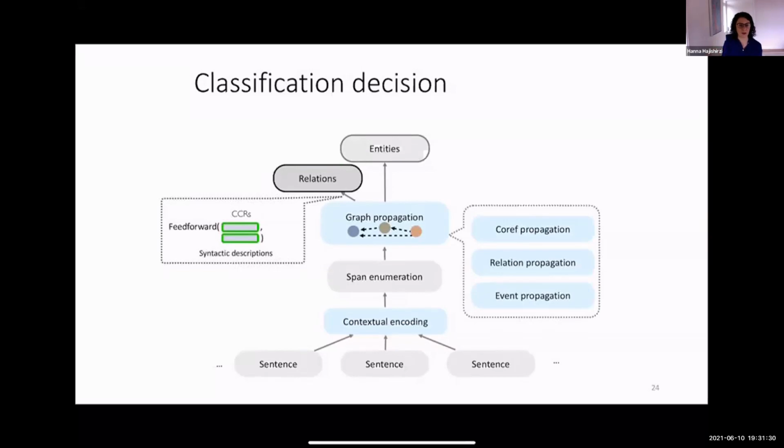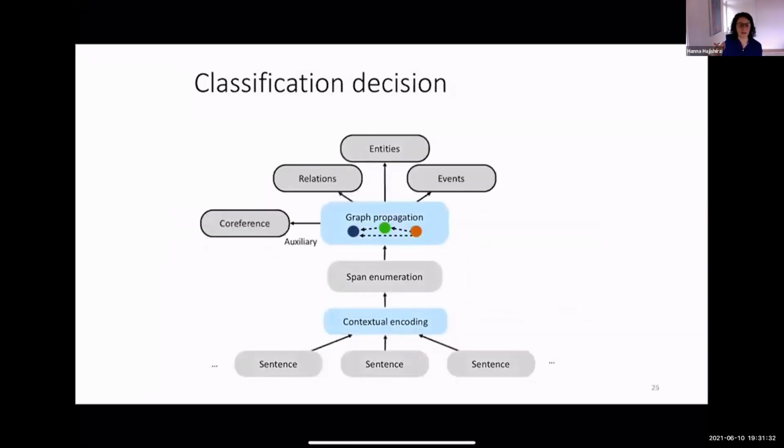And if they are, what is their relation type? Same thing for events and co-references.